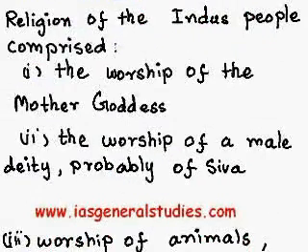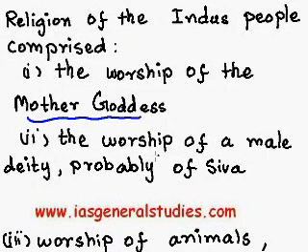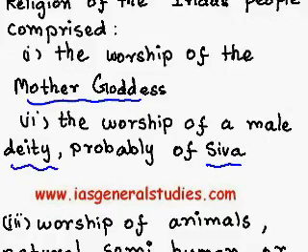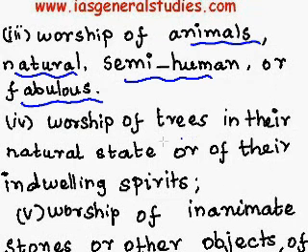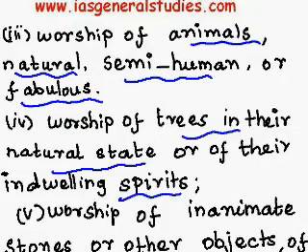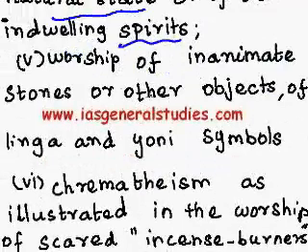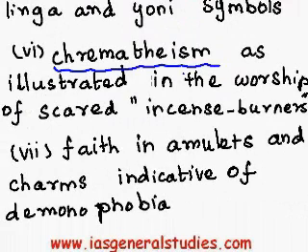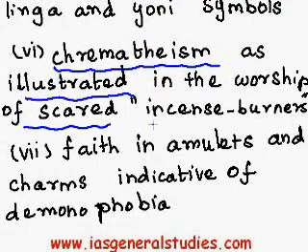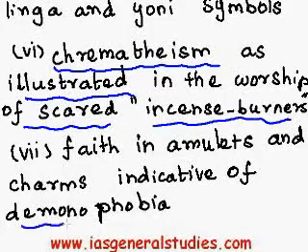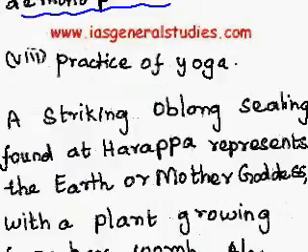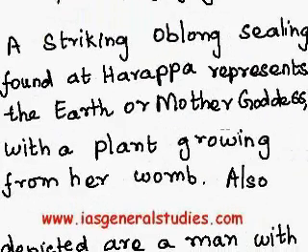The religion of the Indus people comprised the worship of the mother goddess, the worship of a male deity, probably Shiva, worship of animals, natural, semi-human or fabulous, worship of trees in their natural state or as dwelling spirits, worship of inanimate stones or other objects like the linga and yoni symbols, cremation as illustrated in the worship of the sacred incense burner, faith in amulets and charms indicative of demonophobia, and then the practice of yoga.